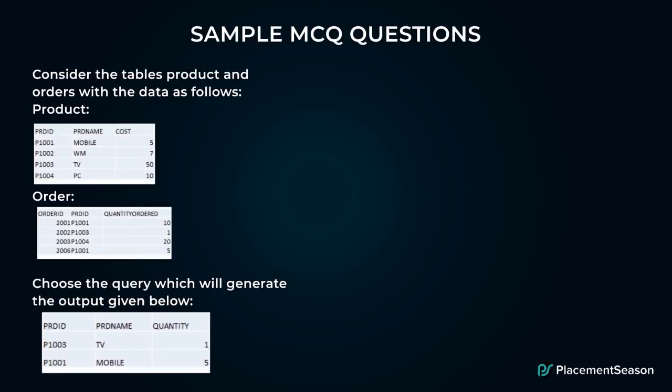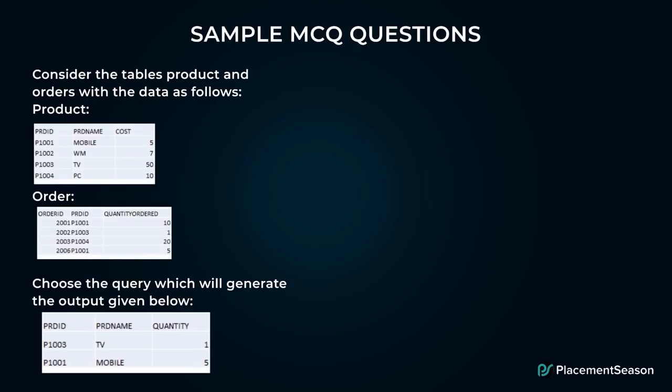Consider the tables product and orders with the data as follows. Product ID, product name and cost, and we have the order table. Choose the query which will generate the output given below. They have given the output. If you see the output, they have taken product ID 1001 and 1003. And when you see the quantity, for each product they have taken only the minimum quantity.